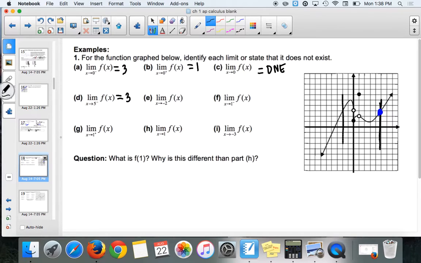We're getting closer, so right and left this time, right? We didn't say right or left, so we use both. We get closer and closer to the y value of 3.